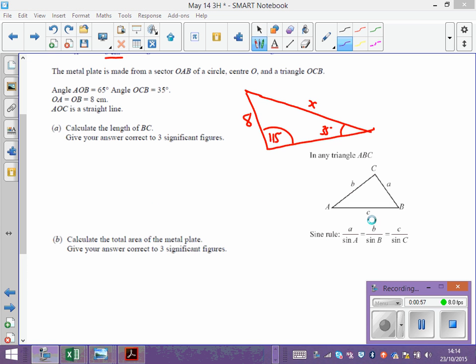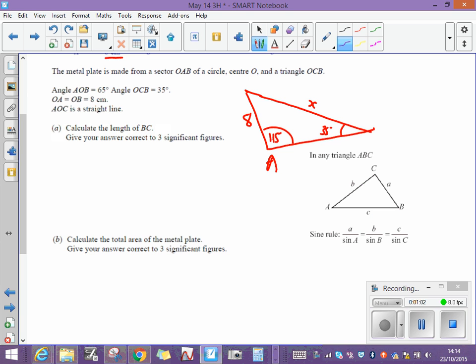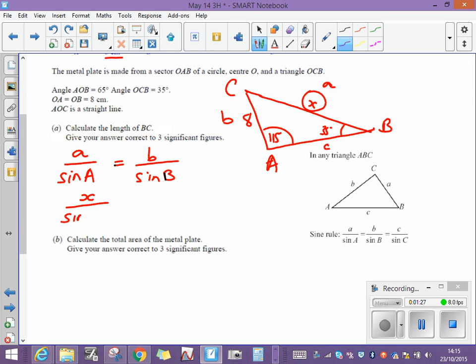Okay, over here I've copied down the sine rule, and if I label the sides here, let's call this one angle A, let's call this one B, let's call this one C. I know this side here is going to be side A, over here we've got side C, and over here we've got side B. So writing the sine rule then, I know that A divided by sine A is going to equal B, so this side divided by the sine of angle B. So in this case, A, which I've decided to call X, divided by sine 115 degrees is going to equal 8 divided by sine 35.